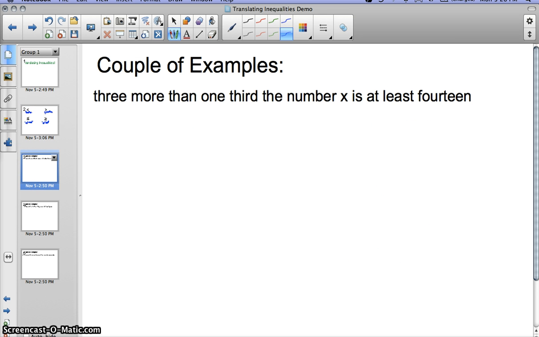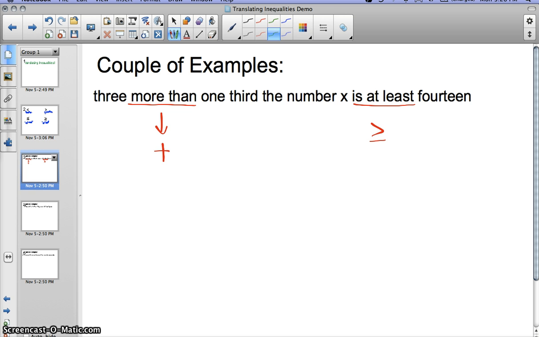We say 3 more than 1/3 the number x is at least 14. Let's break it down. We have our more than, which is our plus. We know is, that's our equal sign. Actually, I take that back. Is at least. If we're talking at least, we're talking greater than or equal to.